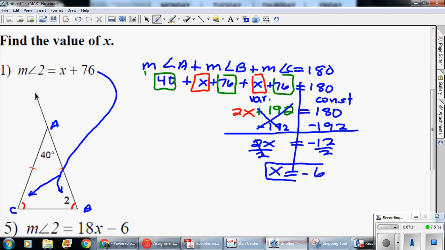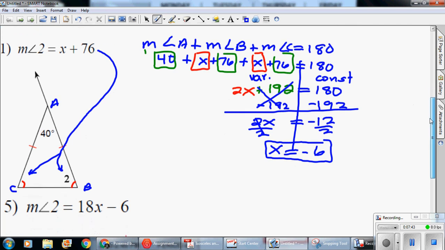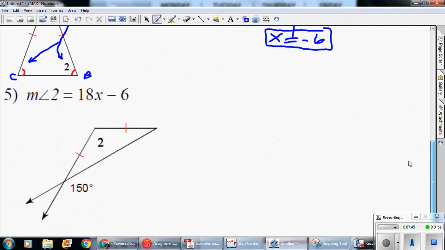So as you can see, the problem is very similar to what we have been doing for the past 2 weeks. The only new item is the congruency tick marks. Okay. Now, that's the answer for number 1. Number 5.